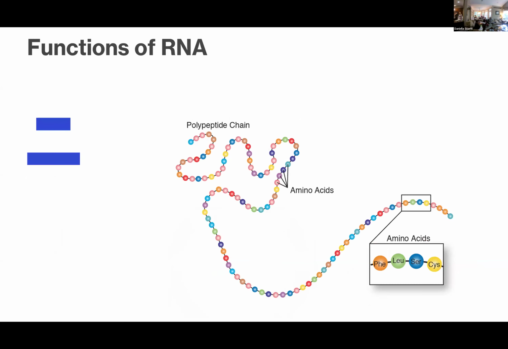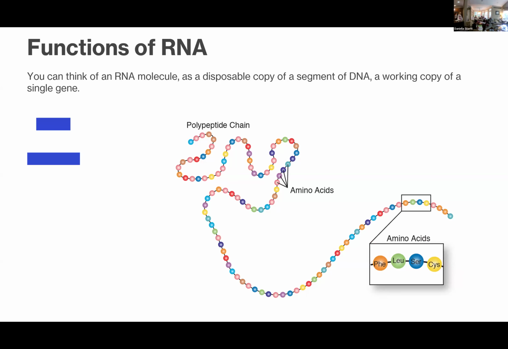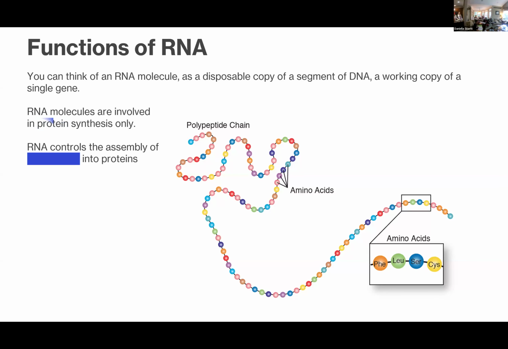Okay, so what are the functions of RNA? You can think of an RNA molecule as a disposable copy of a segment of DNA, or like a working copy of a gene. So RNA molecules are involved in what kind of synthesis? What are we making with RNA? Caitlin? There you go, in protein synthesis only. So the whole purpose for RNA is to make proteins.